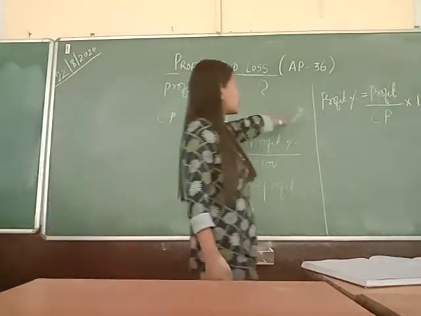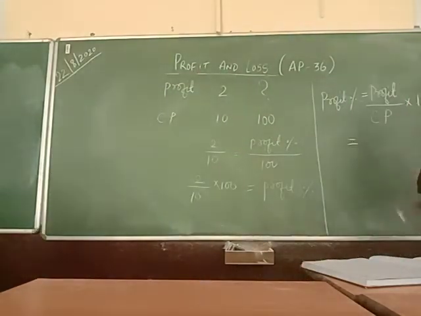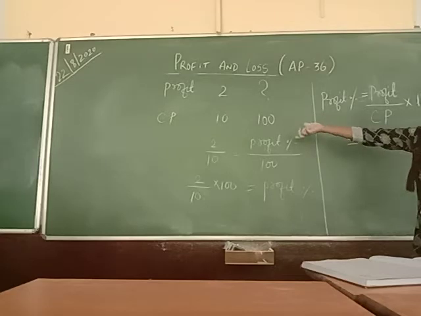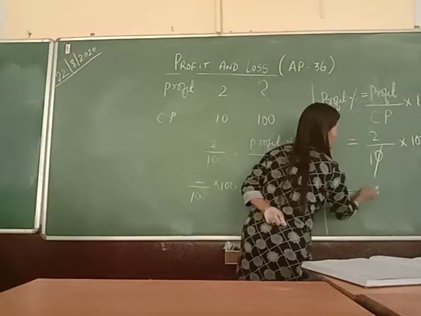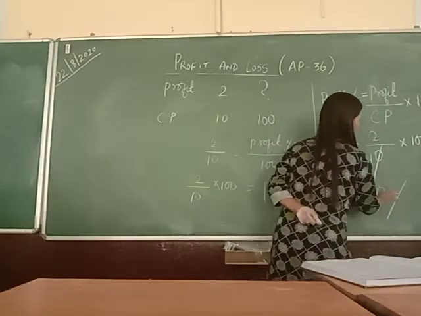So let's use this formula here. We should again get 20%, isn't it? So the profit is how much? 2 rupees, and the cost price is 10 into 100. So this and this get cancelled. So 2 into 10, that is 20. So the profit percent is 20%.